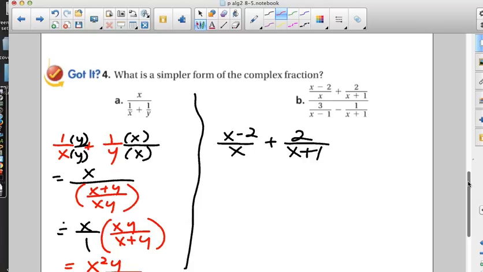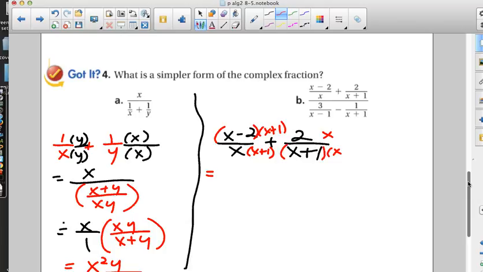Multiply the left fraction by x plus 1 on top and bottom, and then multiply the right fraction by x, so that the denominator is the same. Sounds like a great plan, Eli. Let's hear it.